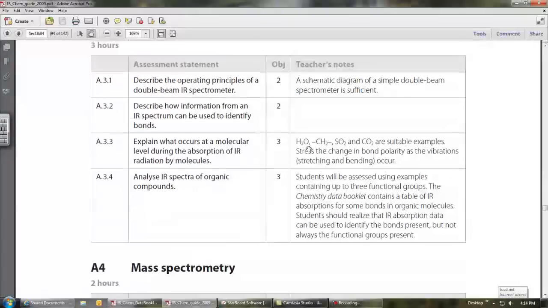In the Chem Guide here, you can see these compounds. Water. This is similar to a methyl group. This is part of an alkane chain. Sulfur dioxide and carbon dioxide. It says that these are examples of compounds that you'll probably be asked about to explain how this works.